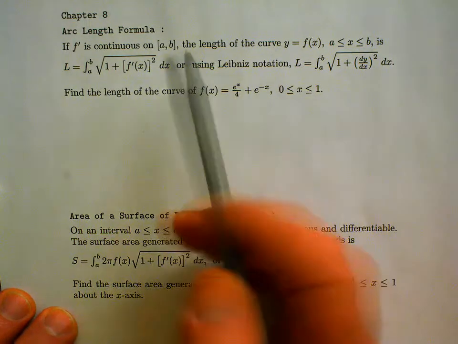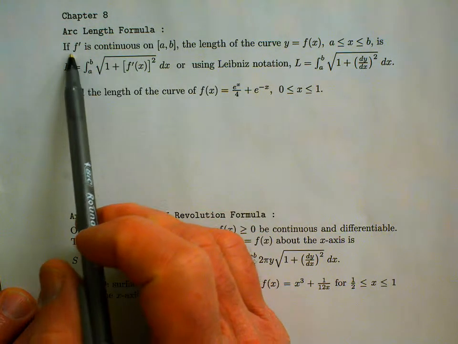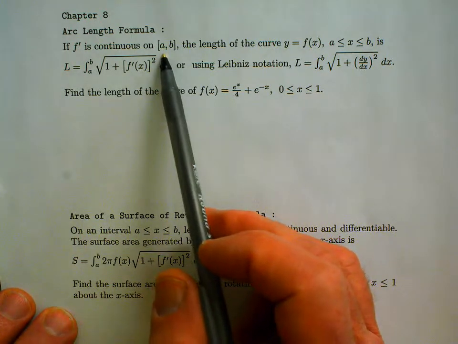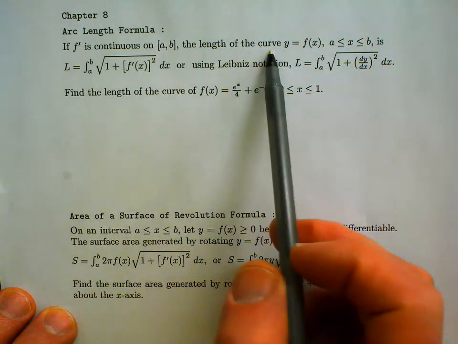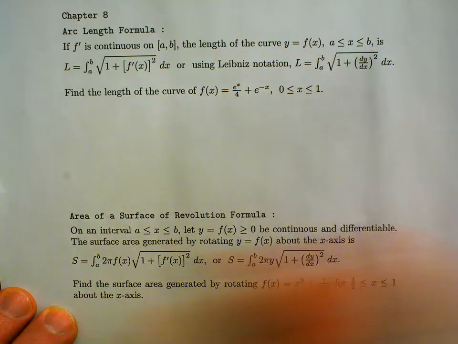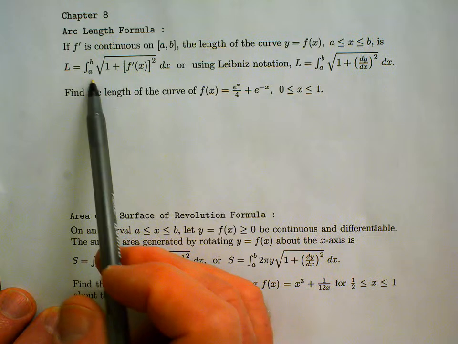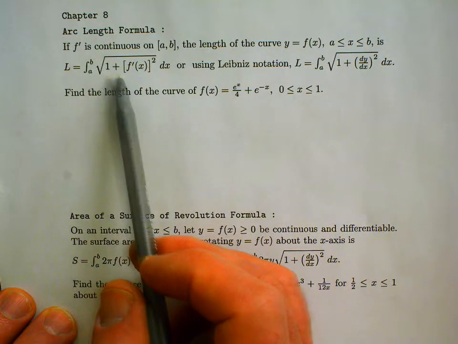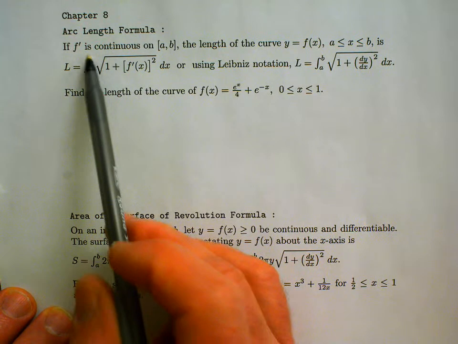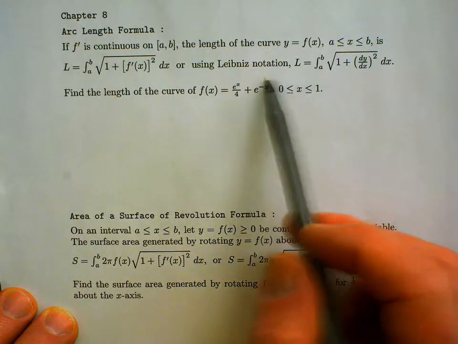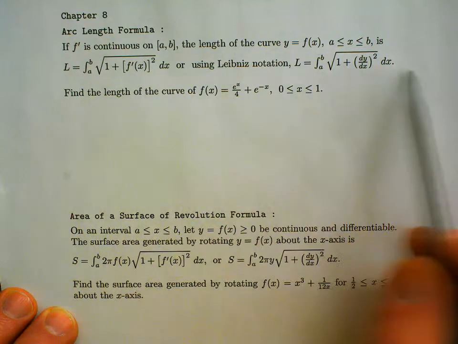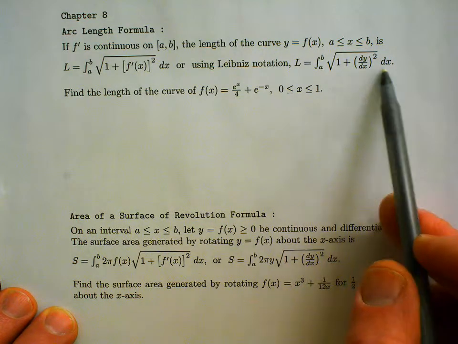So the arc length formula: if the first derivative of f is continuous on the closed interval from a to b, the length of the curve y equals f of x on the same interval from a to b is the definite integral of the square root of 1 plus the square of f prime of x dx from x equals a to x equals b. In Leibniz notation, you could write it in this form. Instead of f prime of x squared, you could write dy dx squared.